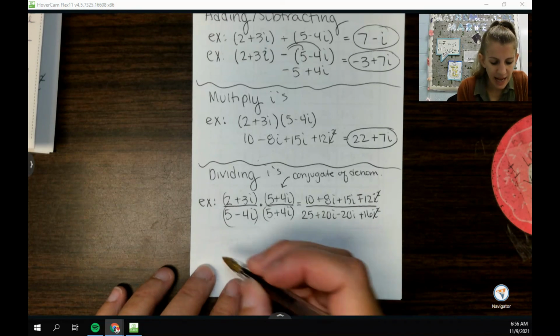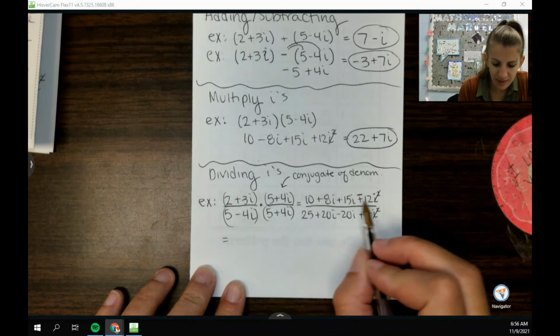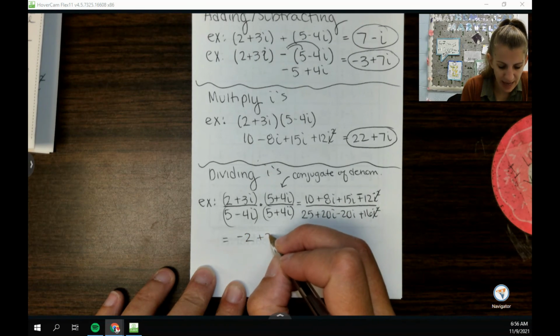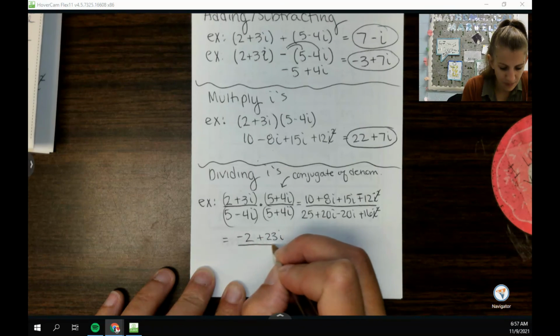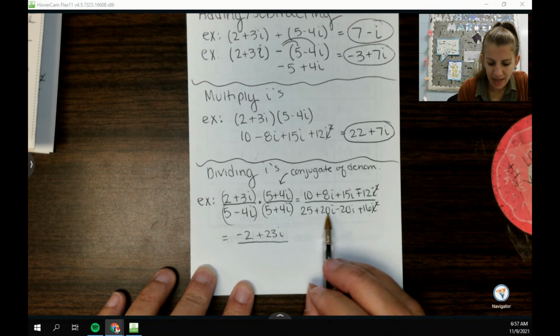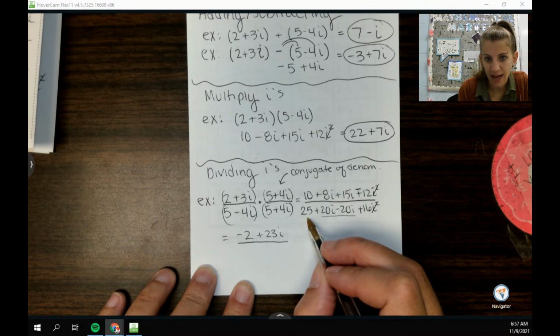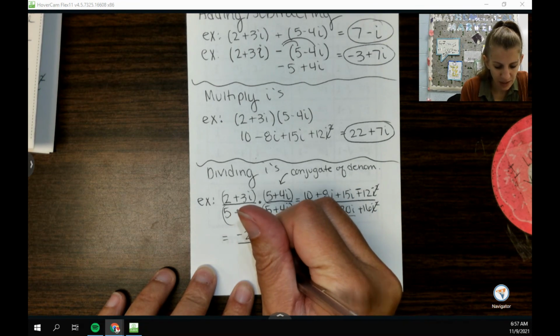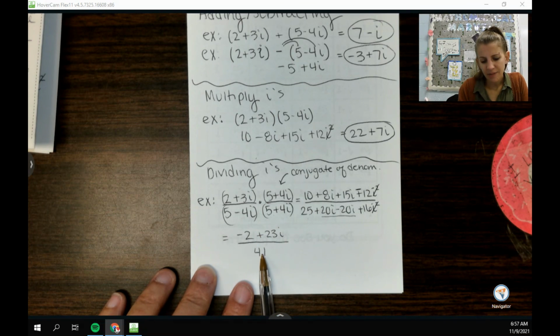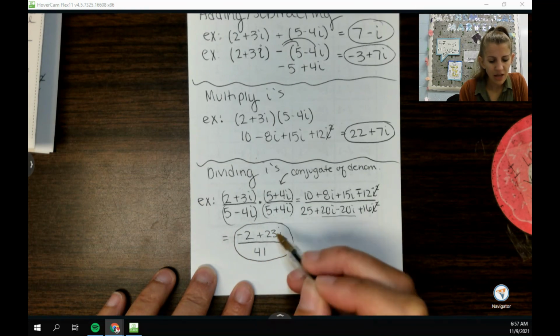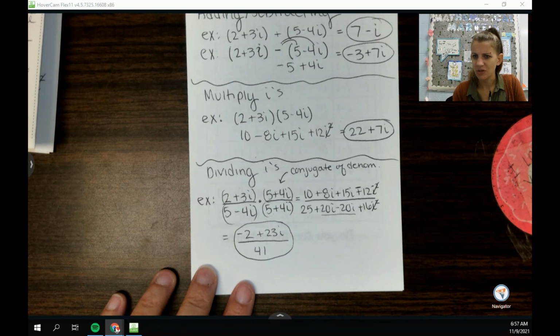And so then along the top, we can combine like terms. So we'll have 10 minus 12 for negative 2, and then 23i. Now on the bottom, the i's cancel out to 0, and so we'll just have 25 plus 16 for 41. And because these don't all have something in common, I'm not really going to divide. I'm just going to leave it like that. But if they all had something in common, then I might divide it out and reduce it. But kind of weird, not going to do a ton of it.